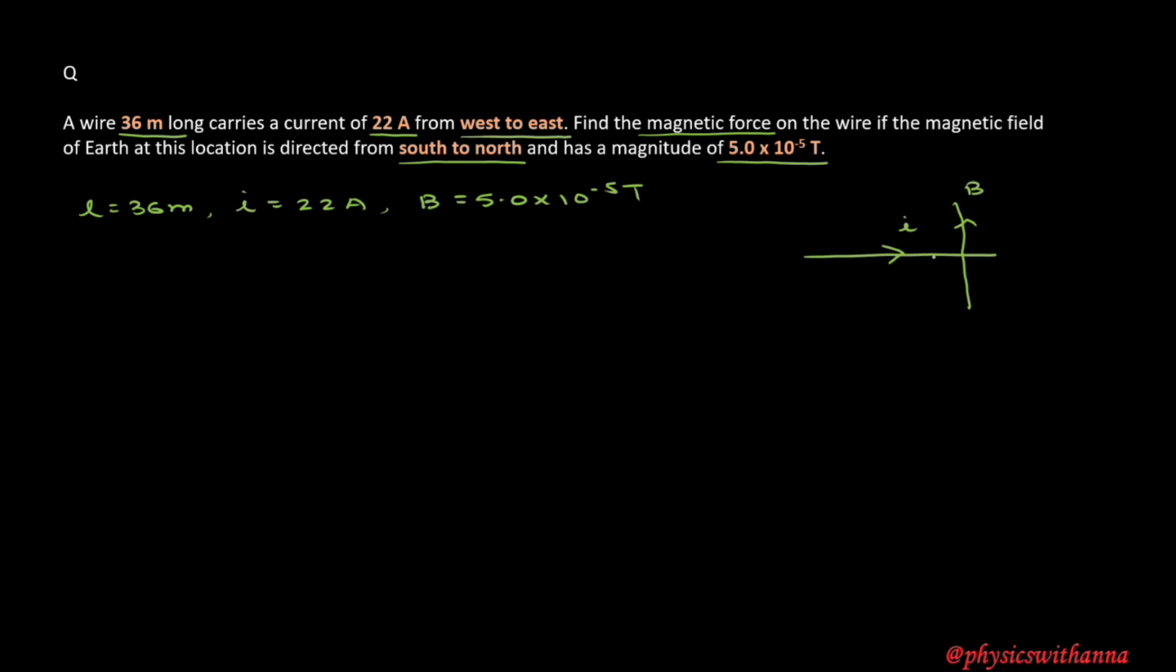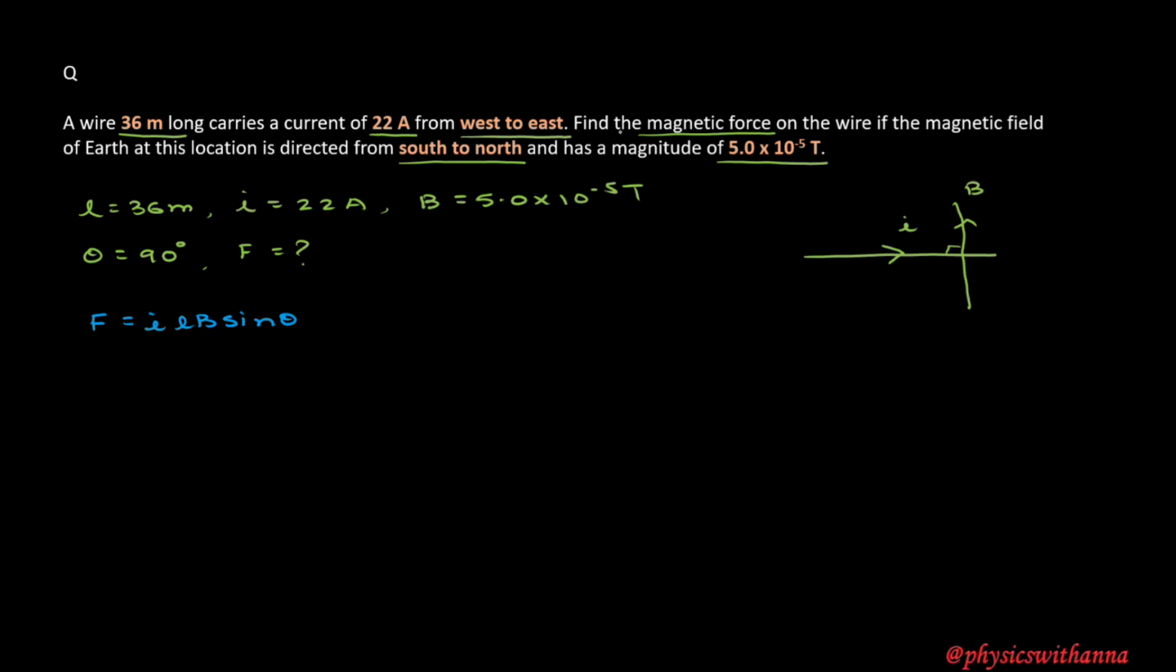And if you look at the figure, the angle between the direction of current and magnetic field is 90. So we can take theta to be 90. We need to find what is the magnetic force F on the wire. Now magnetic force F on a current carrying wire is given as I L B sine theta. This is the magnitude of the force.